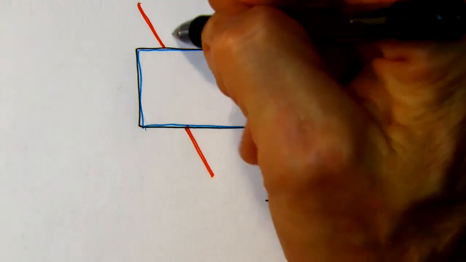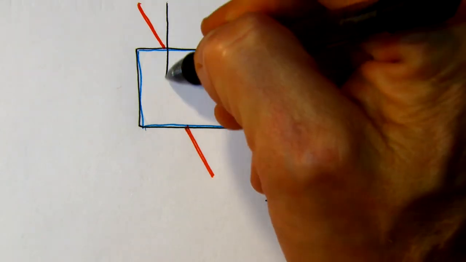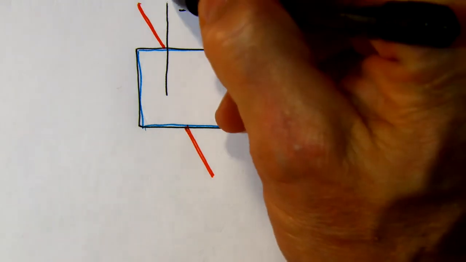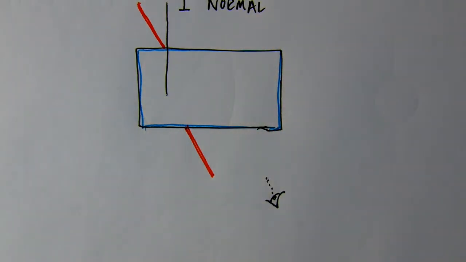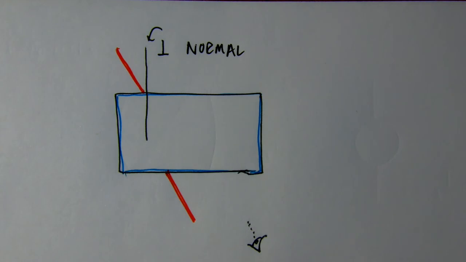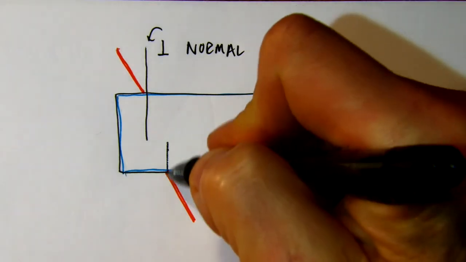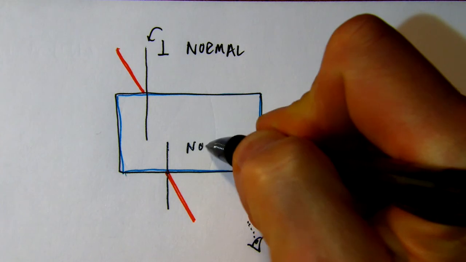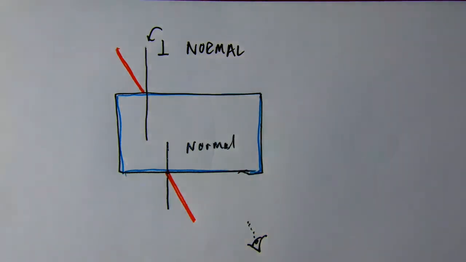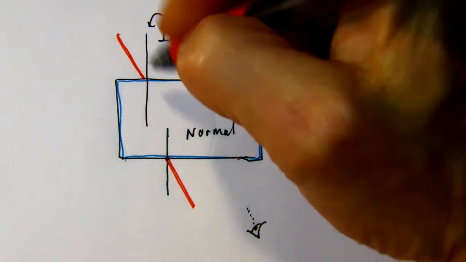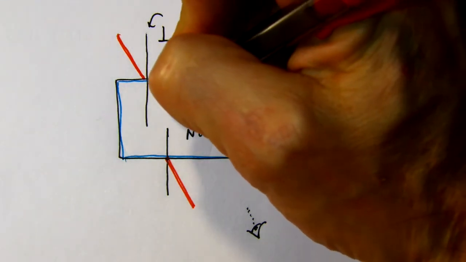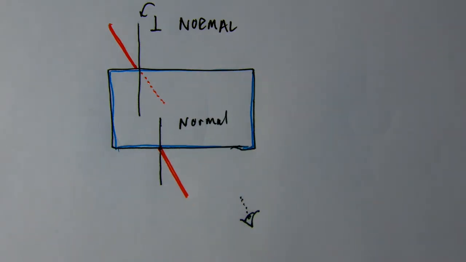You remove this plate, and you draw this perpendicular right there. That's called a normal, right? A normal is just another word for perpendicular. Okay? And we can draw another normal here. Normal. Small case. And we would think that, okay, the light's going to travel through like that. And it doesn't. It actually bends.